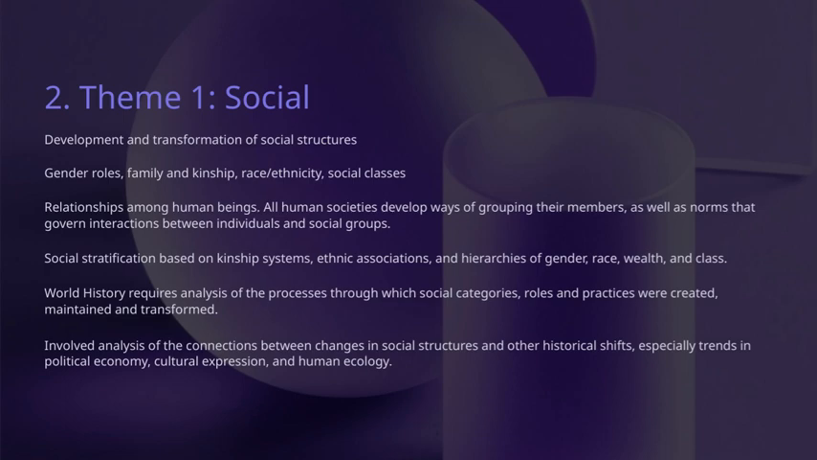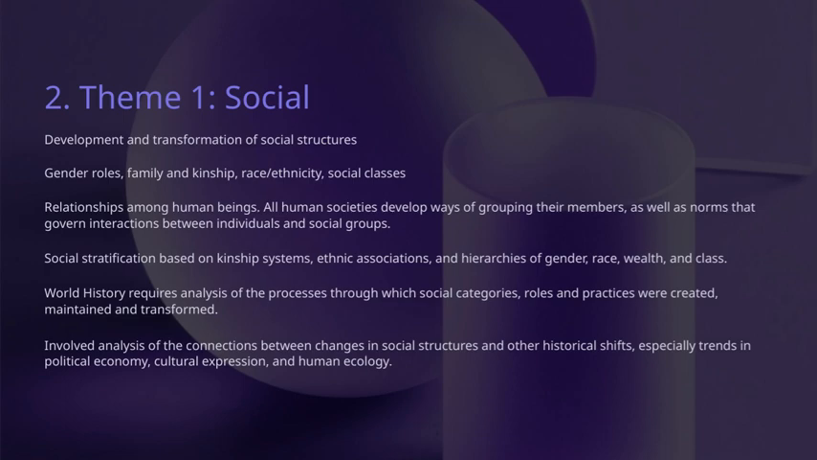related to gender, race, wealth, and class. These social groupings shape relationships among human beings, as all societies develop ways of categorizing their members. They also establish norms that govern how individuals and social groups interact with each other. Some of the most important social categories include gender roles, family and kinship structures, race and ethnicity, and social classes.